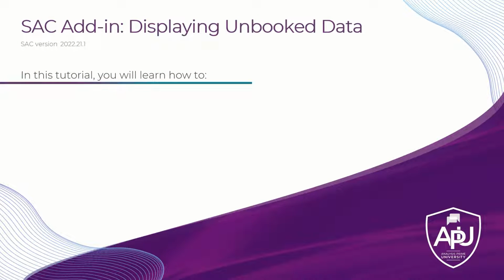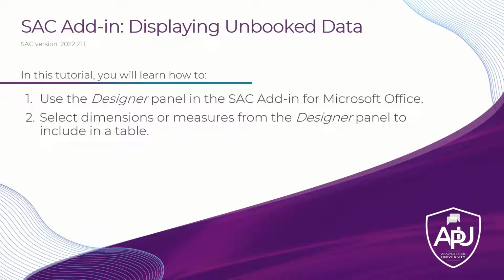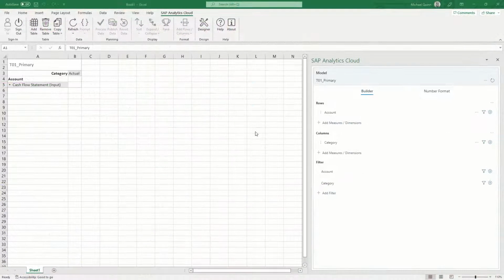In this tutorial, we will be talking about displaying unbooked data. More specifically, we will show you how to use the designer panel in the add-in, how to select dimensions or measures from the designer panel to include in a table, and then display unbooked members within a member selector window and within a table.